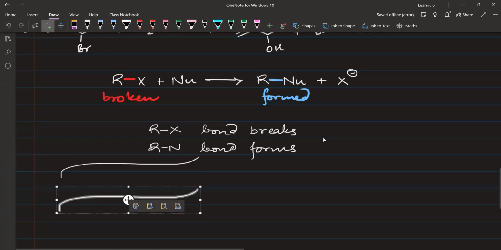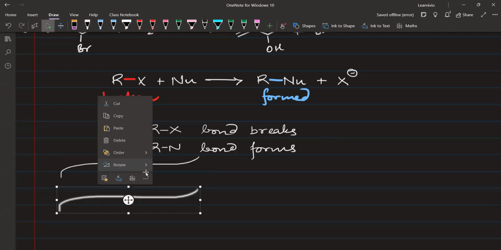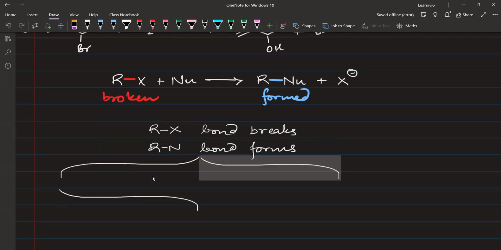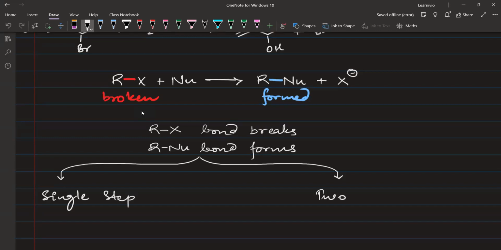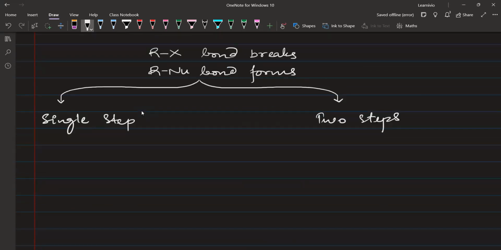या तो ये एक बार में ही हो जाए या तो दोनों अलग, पहले RX बॉन्ड टूटे उसके बाद RNu बॉन्ड फॉर्म, और RX बॉन्ड टूटता रहे और RNu बॉन्ड फॉर्म होता जाए. Make sense? दो तरीके हैं इसके, दो तरीके logistically हो सकते हैं. क्या ख्याल है Harsha and Rishita? Yes, sir. It can happen in single step or it can happen in two steps. ठीक है.